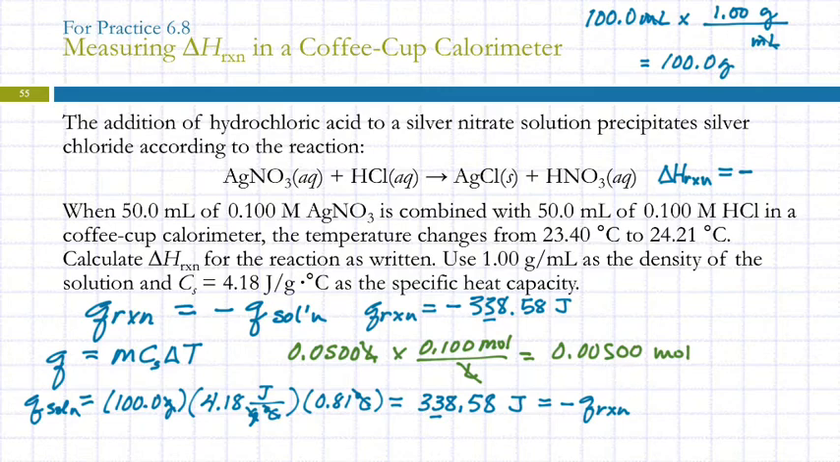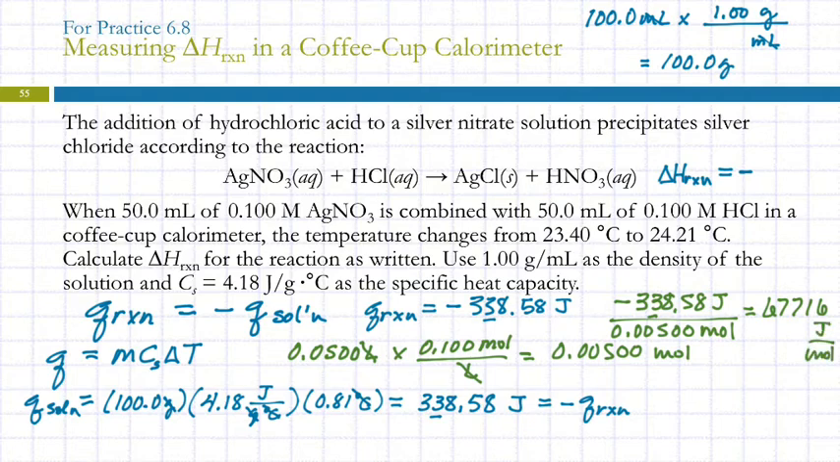So if I want to know how much energy for 1 mole, I can take this minus 338.58 joules and divide by the actual number of moles, and get 67716. And that would be joules per mole.